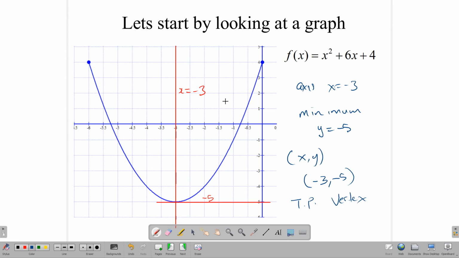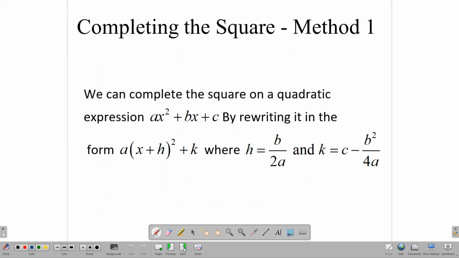The question now is, can we find this axis, this minimum and the vertex without drawing the quadratic graph? And how do we know how to do it? That is why we look at completing the square.